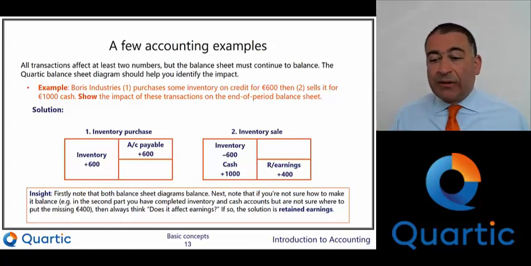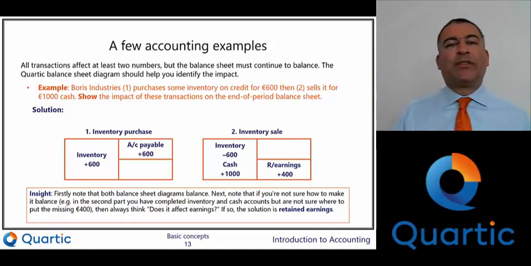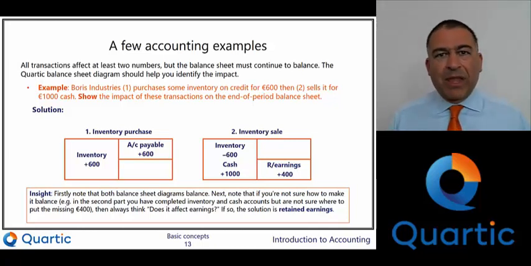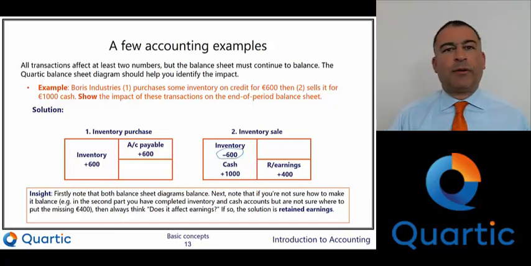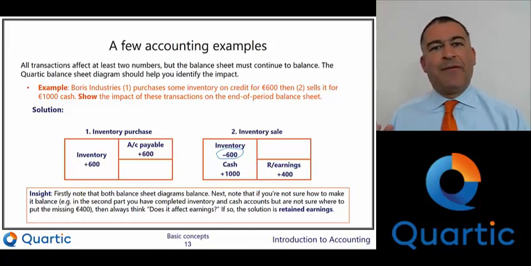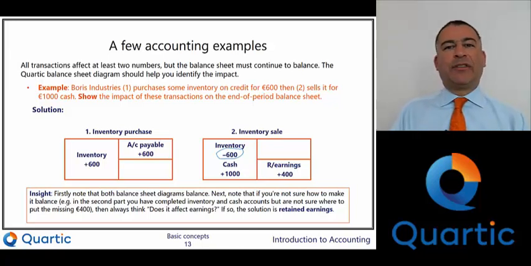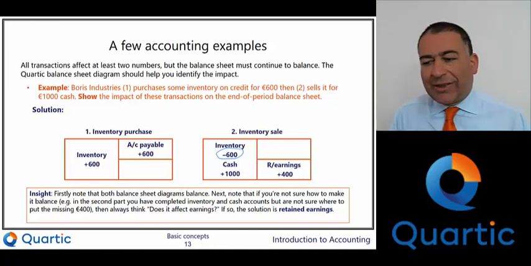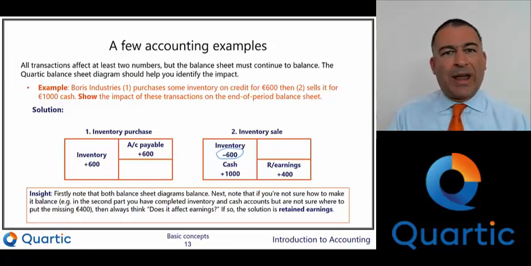Boris Industries sells this inventory for 1,000 euros cash. So what's happened? They've made some profit. So try to understand what's happening. First of all, the inventories are now disappearing. We've got rid of them, we've sold them, and so inventories go down by 600. And it goes down by 600 because that's how much the inventory level was. If you paid 600 for them and you've now sold them, they're back at zero. Just think, how much inventory do we have now?